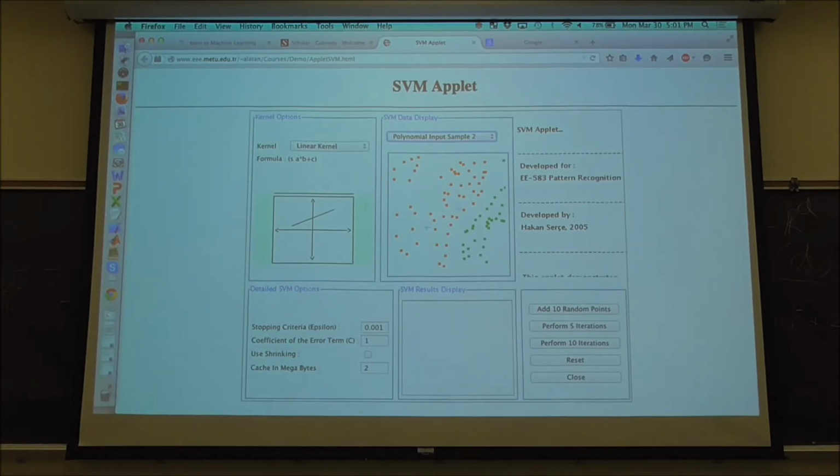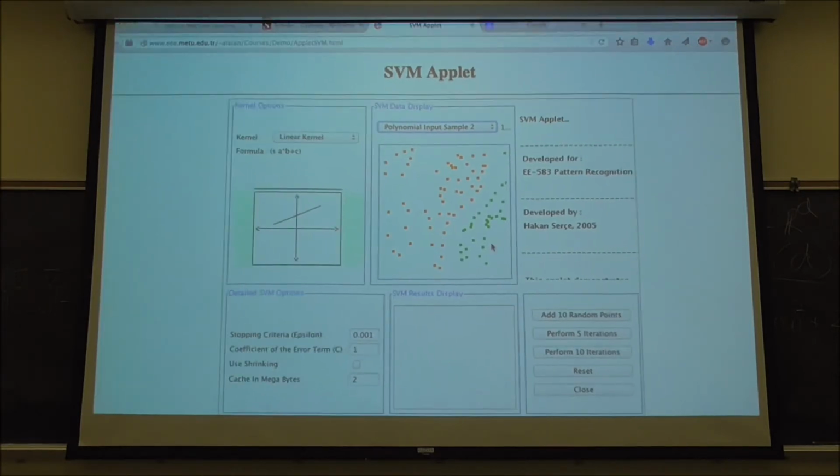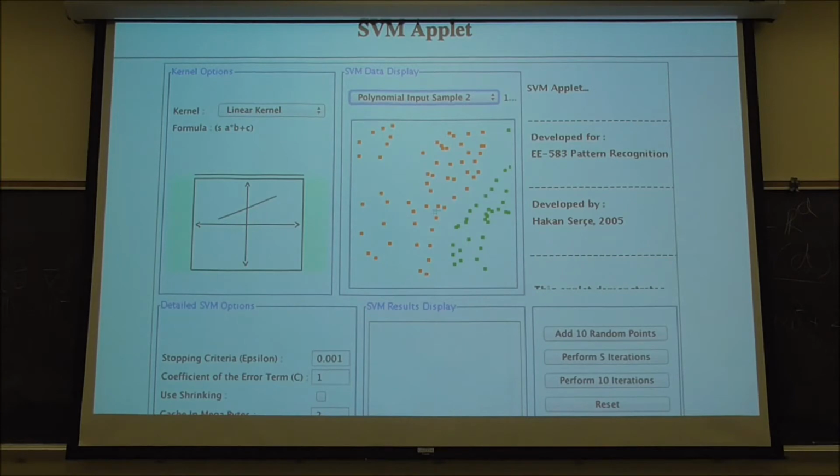So this is nearly linearly separable data, but not exactly. This is not linearly separable, right? This is one class. This is another class. This is not linearly separable.